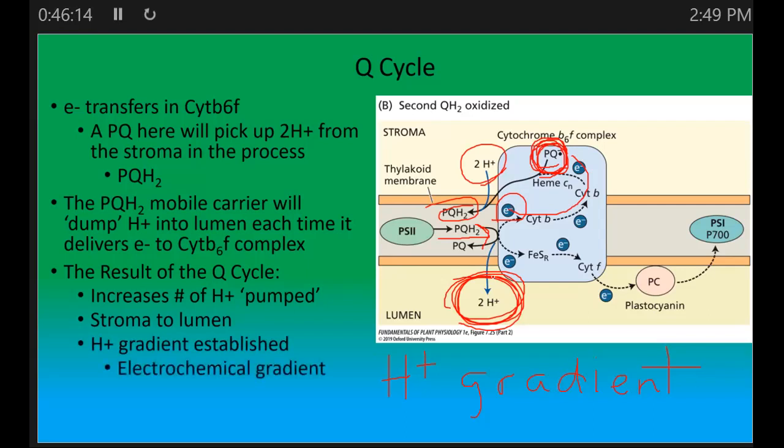Some people refer to it as an electrochemical gradient. And that's totally true, it's an electrochemical gradient. I tend to say proton gradient. Depends which way you've been taught previously. Okay, so the Q cycle, even though it looks kind of complicated, really when you look at it, it's a pretty slick strategy to get the development of a proton gradient.